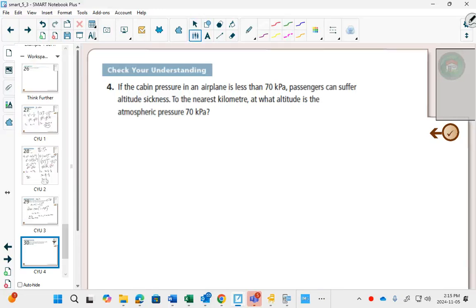So here is a question with cabin pressure and altitude, and they have the following formula in the question right beside. That pressure is equal to 101.3 times 0.88 to the H, where P is pressure and H is the number of kilometers, the altitude in kilometers.